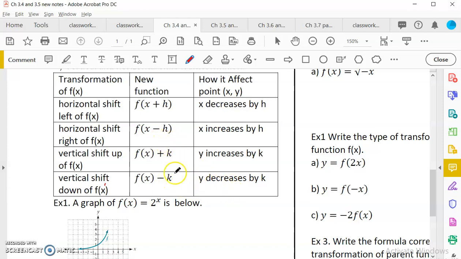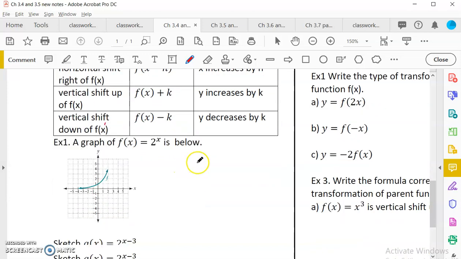Now notice when you are adding inside for horizontal left and right shift, if you add a number, it actually decreases x and you move to the left. It is the reverse. But when you move up and down, it's not reverse. So plus k means up, minus k means down.